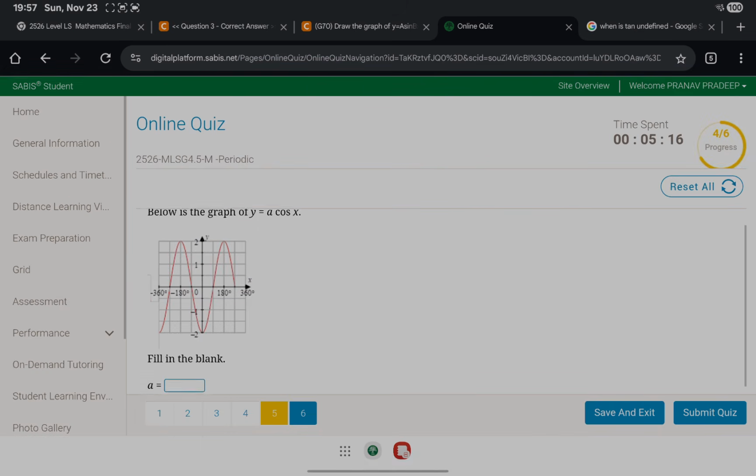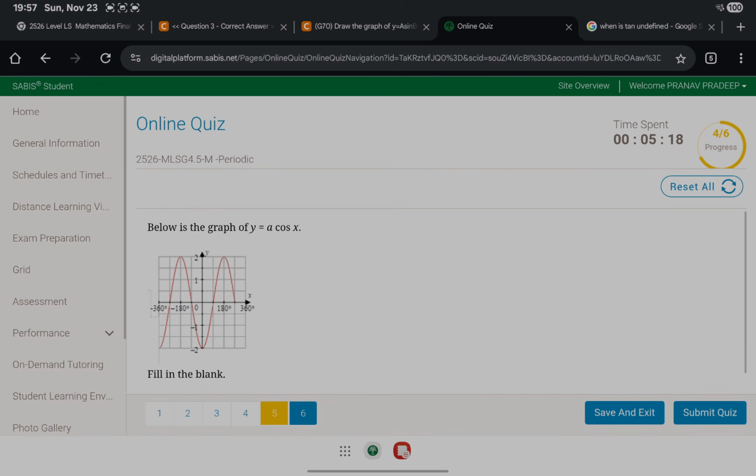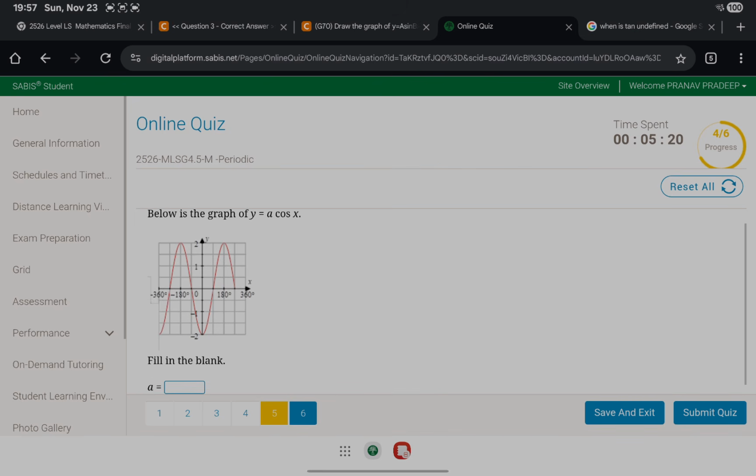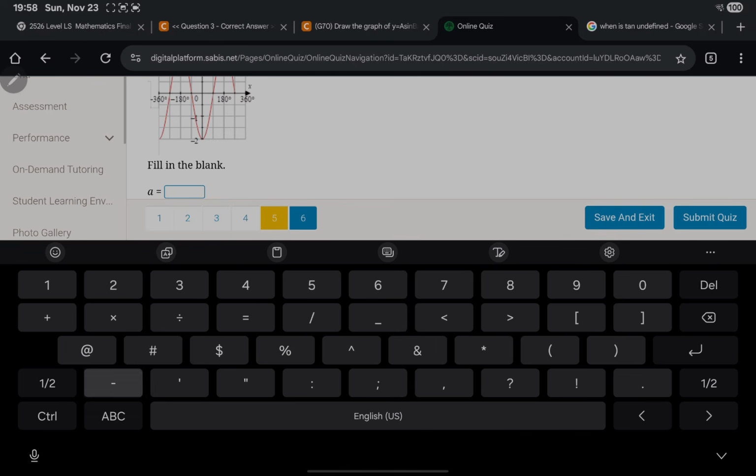Okay, here we have another cos function graph. Y equals a cos x. Here it is 5. Again, -2, because you're flipping it. Max minus minimum over 2. 4, and it's 2, and you have to flip it, so it's -2.